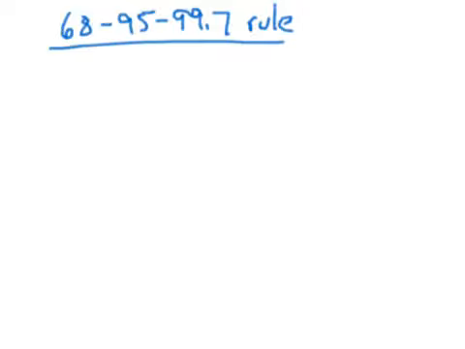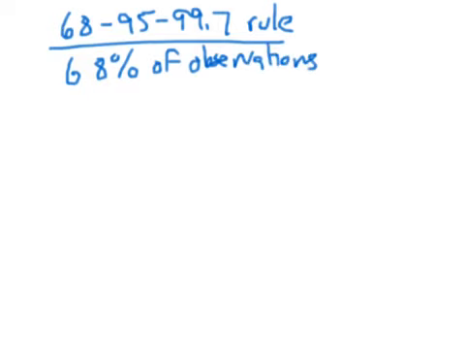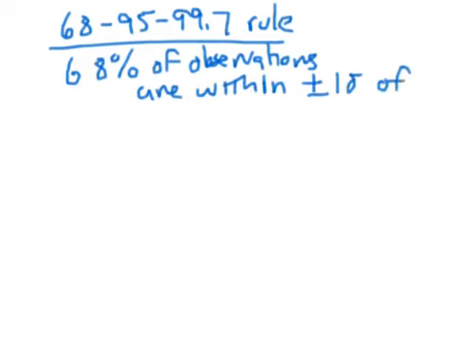Okay? The next thing is there's a really important rule for normal curves that lets us think about them a lot. And it has arguably the worst named rule in the history of statistics. It's called the 68, 95, 99.7 rule. Kind of crazy, huh? And here's what this rule means. That 68% of observations are within plus or minus 1 sigma of the mean.